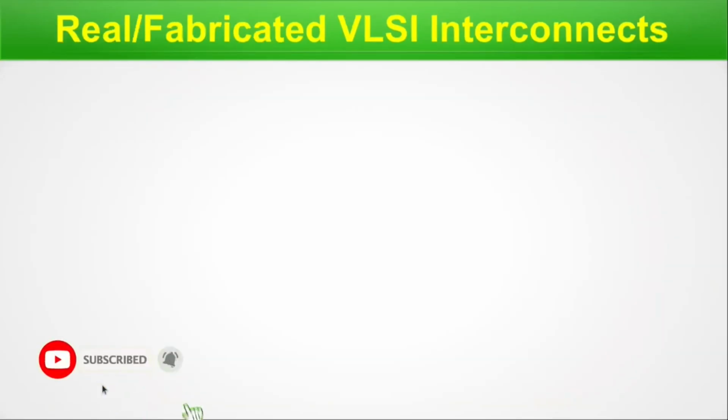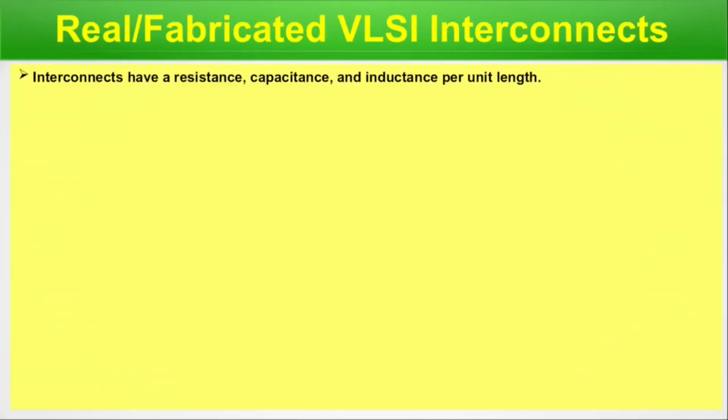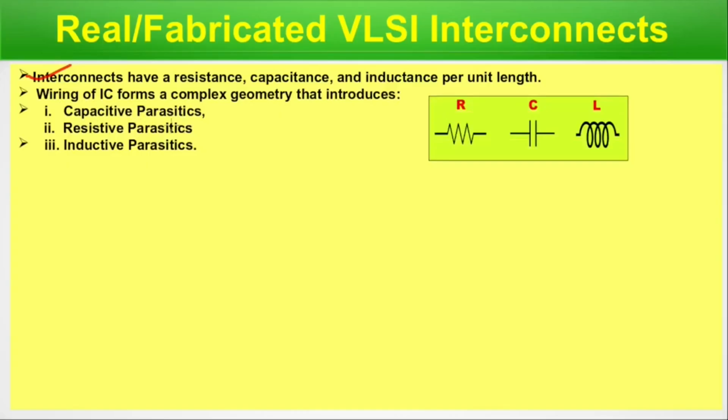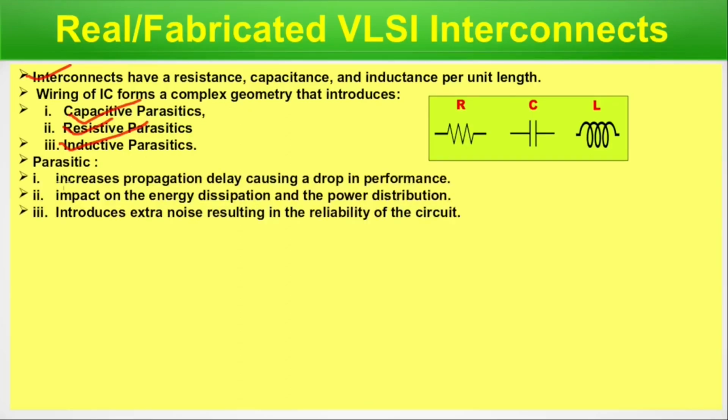Next, real or fabricated VLSI interconnects. Now let's see how real or fabricated VLSI interconnects behave in the real world. Interconnects have resistance, capacitance and inductance per unit length. Wiring of an IC forms a complex geometry that introduces capacitive parasitics, resistive parasitics and inductive parasitics. All the basic rules of electrical networking get applied. A real material has resistance, and some capacitance and inductance value.